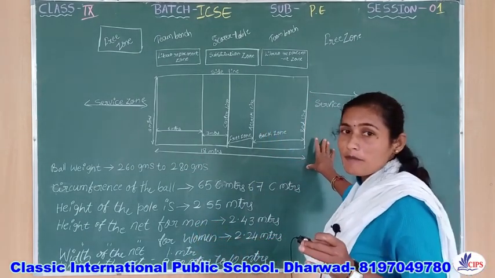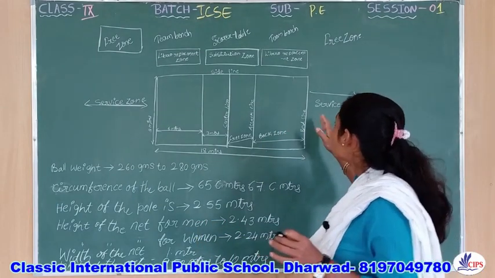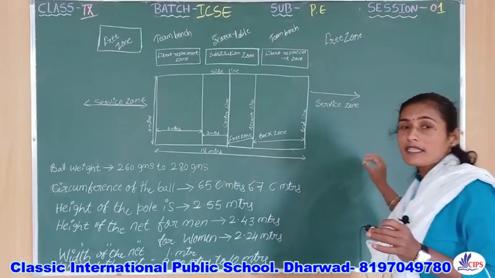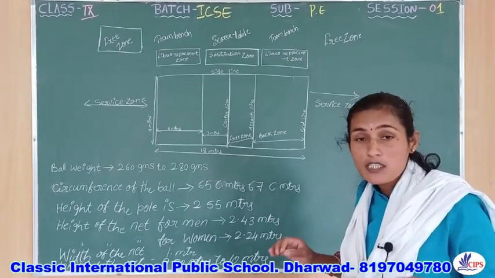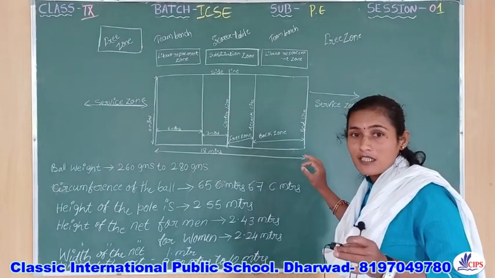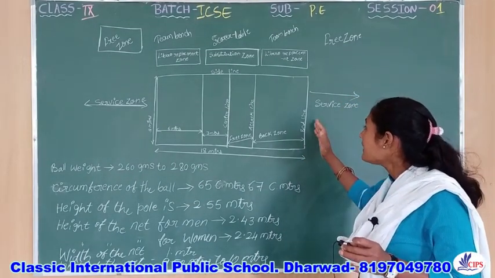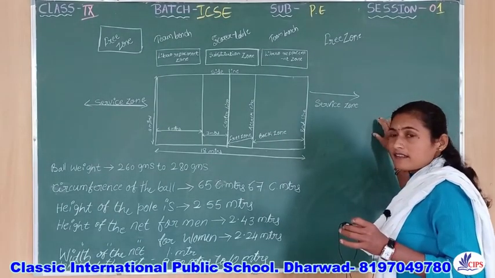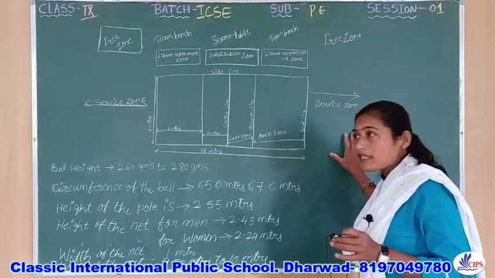Now is it clear for you people? Then beside the end line, there is a 6 meter place. It is called the service zone. It is there to serve the ball, behind the end line, 6 meters in length.